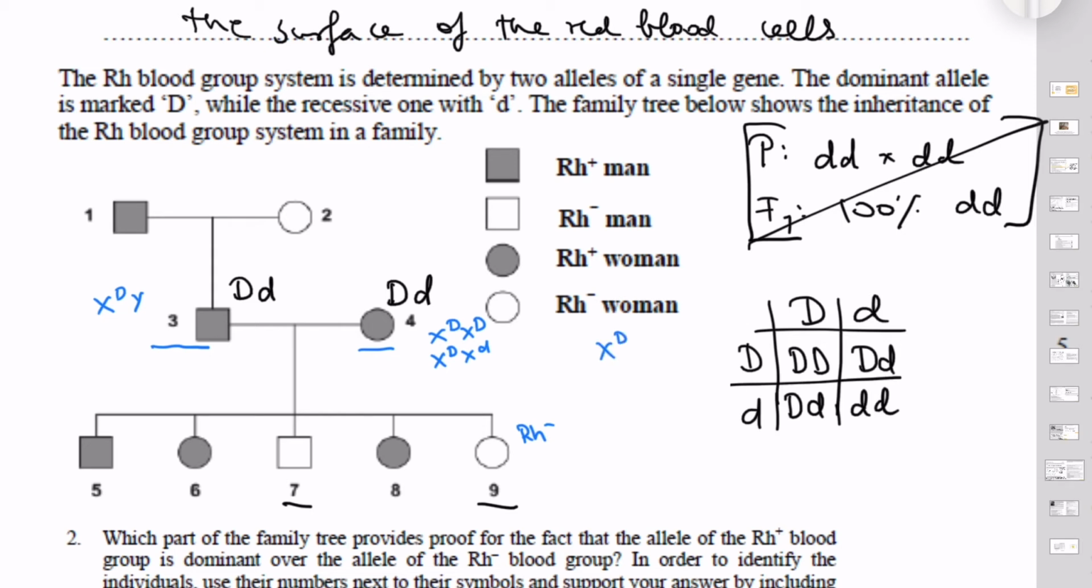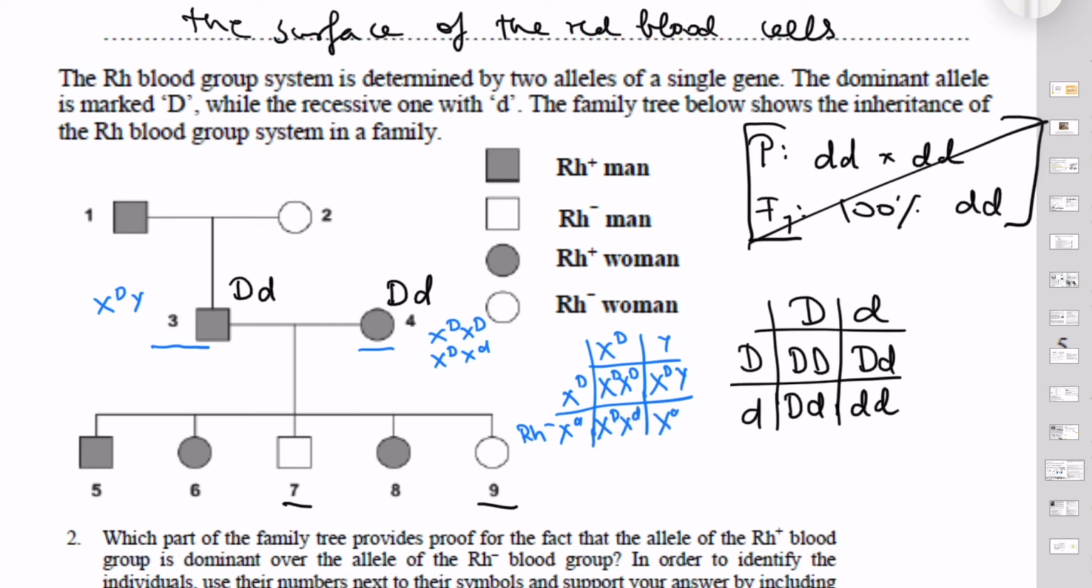Now let's support the statement with the Punnett square, okay, which will indicate immediately that it is impossible to have an Rh negative daughter.